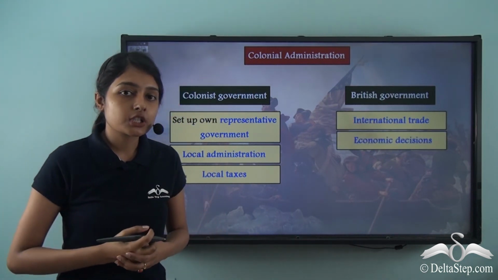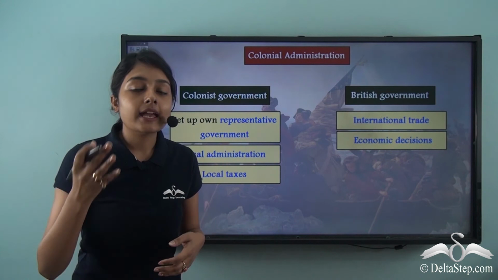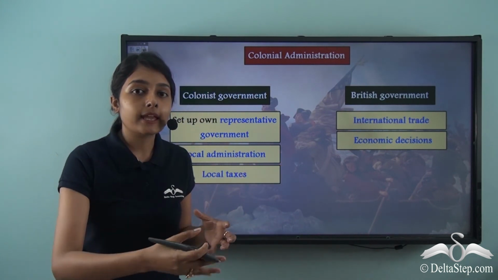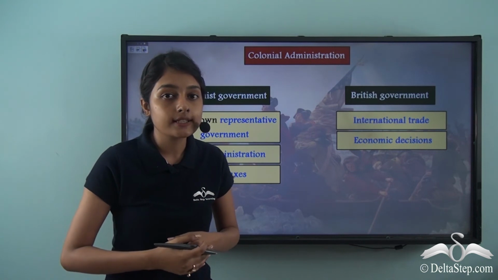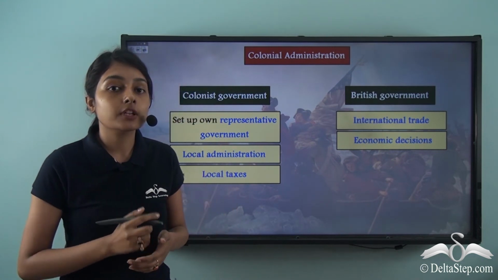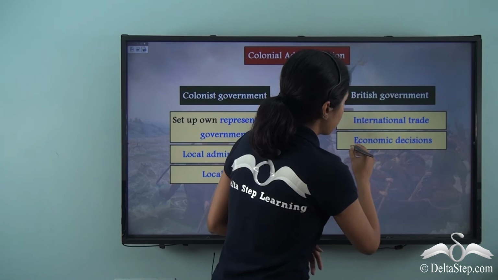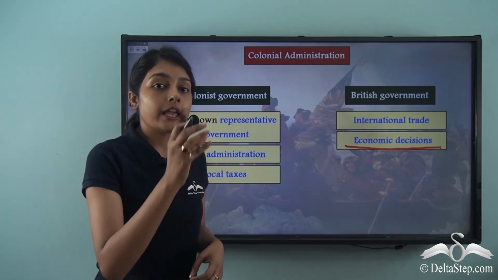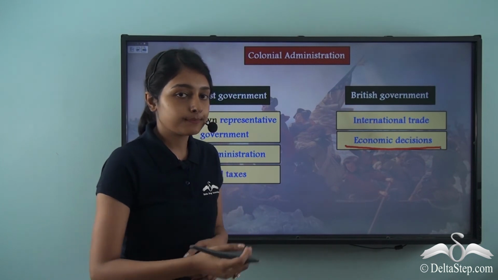What else did the British government do? Any and every economic decision that pertained to the well-being and the development of these colonies was also in the hands of the British government. It took care of all the economic decisions that were enforced on these colonies.